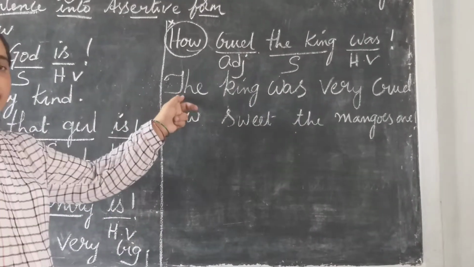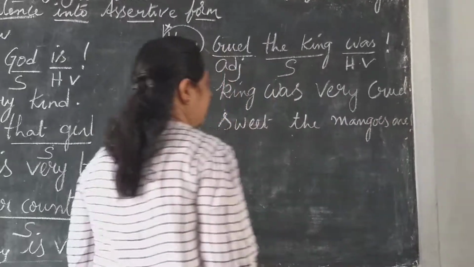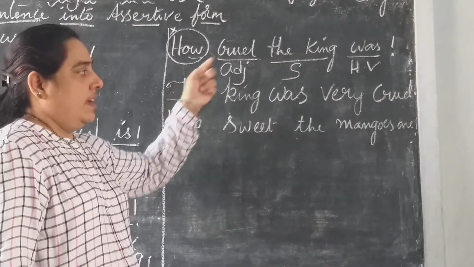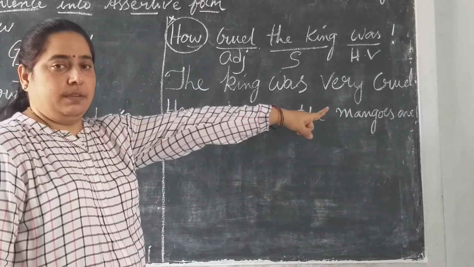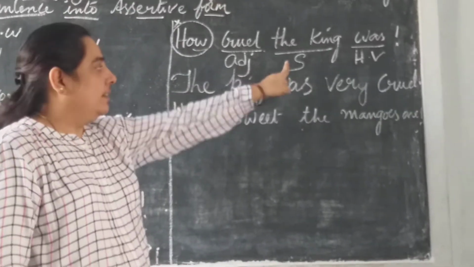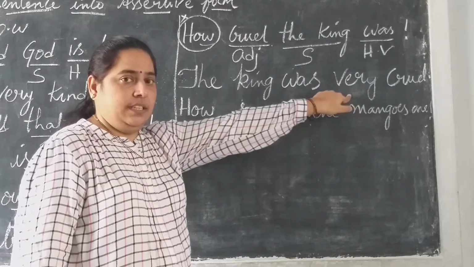Okay children, have to start with the capital letter and end with the full stop. Start with the subject and end with the other word. Okay children. Subject here, what? The king. Next verb. Next other word.